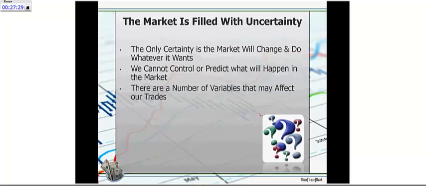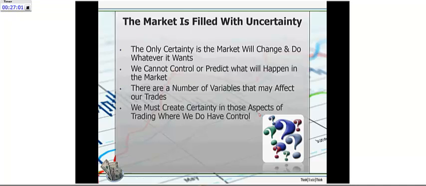All right. So there are a number of variables that may affect our trades, and again, like I said earlier, we can only enter the market when we do, but it's the people or the trades that come behind us that make us successful or not. And that can be affected by so many different things. We must create certainty in those aspects of trading that we do have control over: your trading psychology, your preparation, and your trade and risk management.